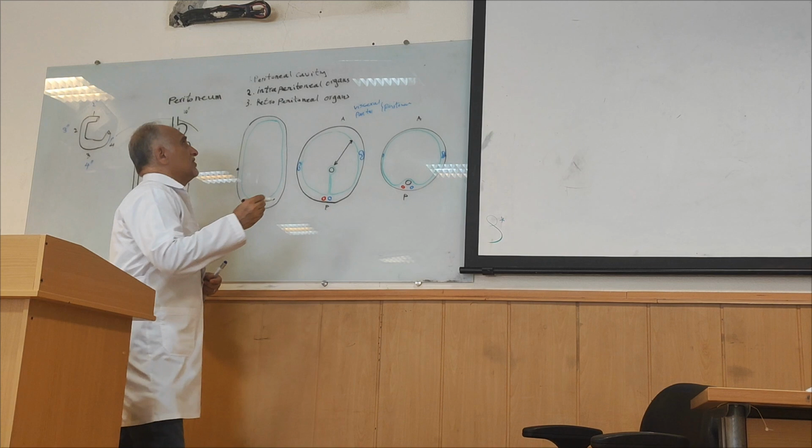Why do we say lesser peritoneal cavity? Because of the back of the stomach. So this one is the stomach, liver, spleen, right kidney, left kidney, aorta, and IVC.